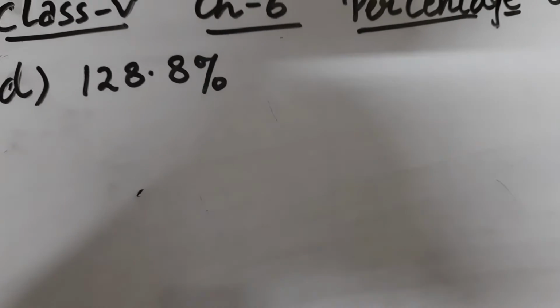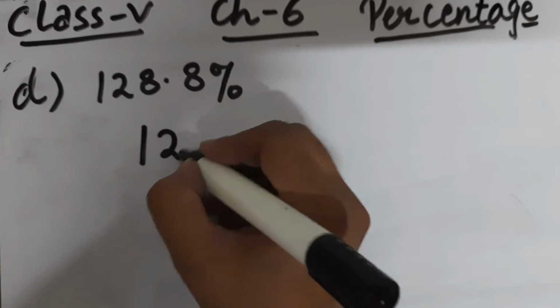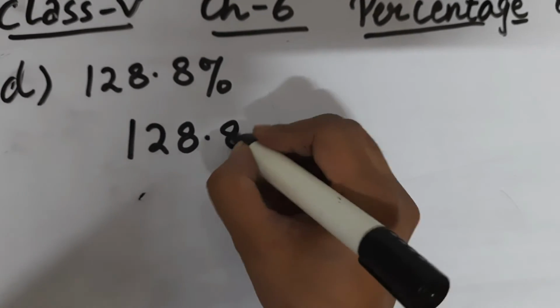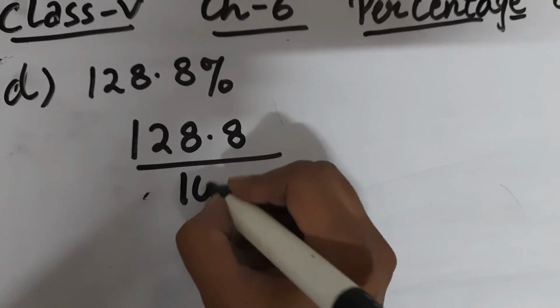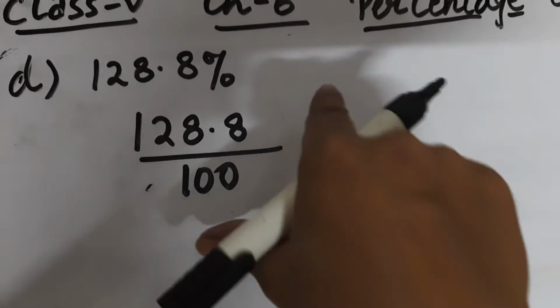D part is 128.8%. We have to remove the percent sign. So how do we remove the percent sign? We remove the percent and divide by 100. That means 100 will come in the denominator. Now we have to solve.